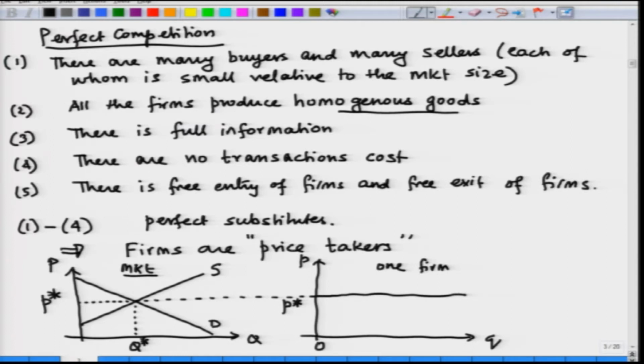So, while at the market level the demand curve is downward sloping, for a perfectly competitive firm the demand curve that it sees is perfectly flat. What we then want to ask is, given that the price P star is taken by this firm as given, what Q star should this single firm choose to produce?